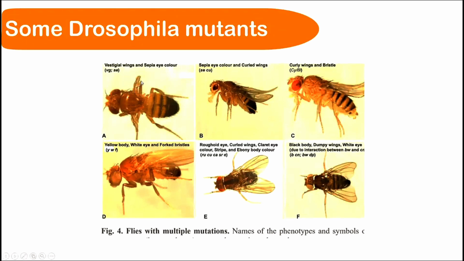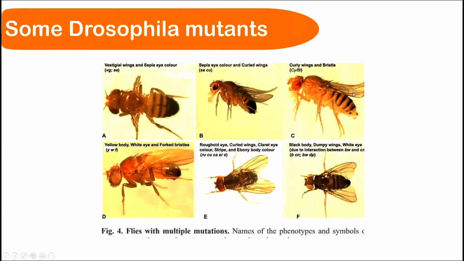So here you see that there are vestigial wings, but sepia colored eyes also. So this is called a double mutant. Here also you have sepia colored eyes and curled wings, so this is also a double mutant. See, this is gene CU and this is gene CY. So there are two different genes. This is curled wing and this is curly wing.